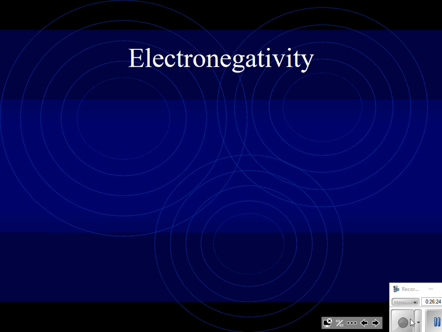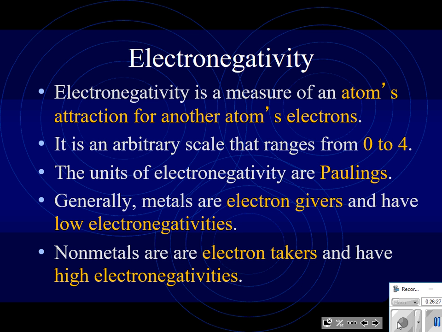Electronegativity. Let's talk about electronegativity. We'll use it a lot throughout the year. It is a measure of an atom's attraction for another atom's electrons. It's an arbitrary scale that goes from 1 to 4. We call the units for electronegativity Paulings, probably after the gentleman who created the electronegativity scale.